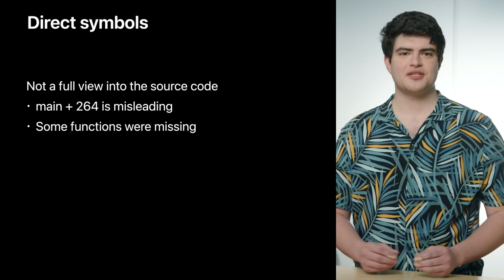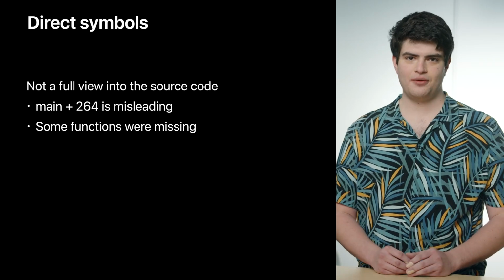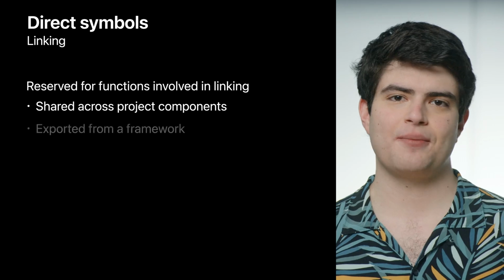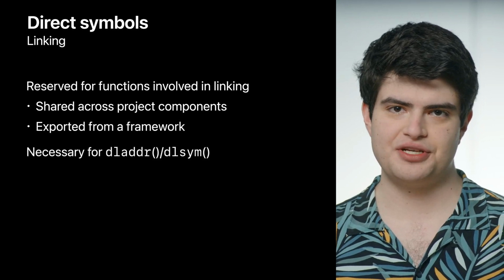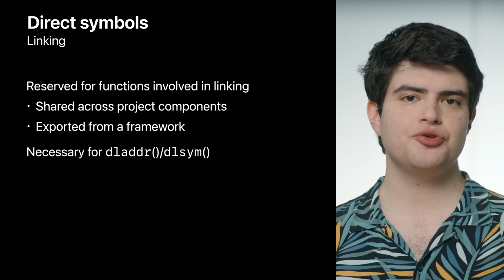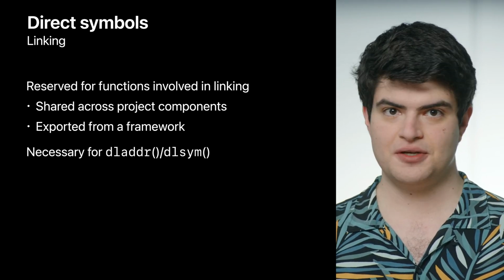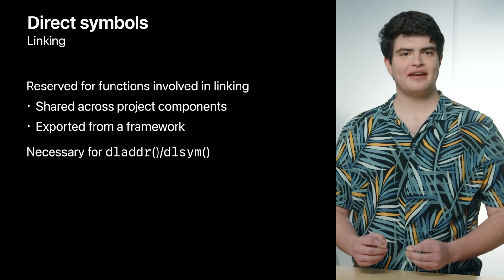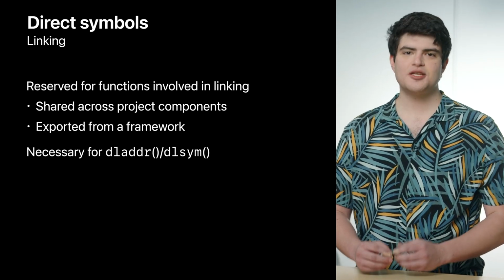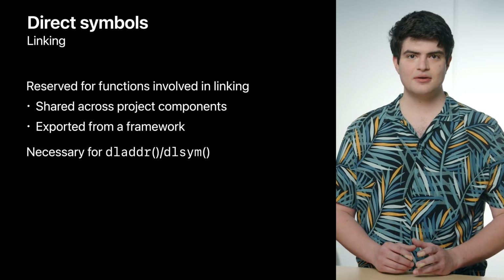We encountered something similar to this in the instruments trace example. We had some function names available, but it missed others. One reason for this is that the symbol table only has direct symbol entries for functions that are involved in linking. These are functions that you use across modules or functions that you export from your frameworks. This makes it useful for identifying API boundaries, and it also means that it has the necessary data to power dynamic loading with functions such as dlsym and dladdr.